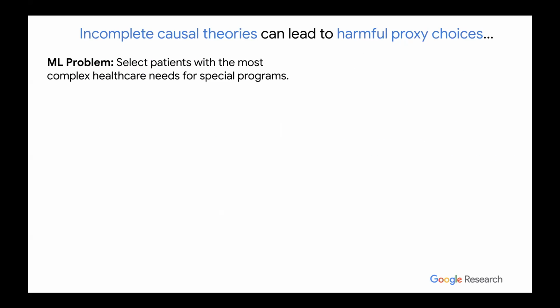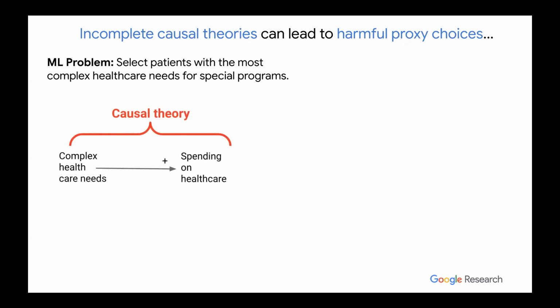Now, let's take a look at how these causal theories impacted the development of this algorithm that turned out to be racially biased. As a reminder, the machine learning problem that engineers were tasked with was to select patients with the most complex healthcare needs for special programs. And again, the business goal was to reduce cost in the overall healthcare system. That's going to be important. So the causal theory that they formed through their lens was that people with more complex healthcare needs would have spent more money on healthcare in the past.